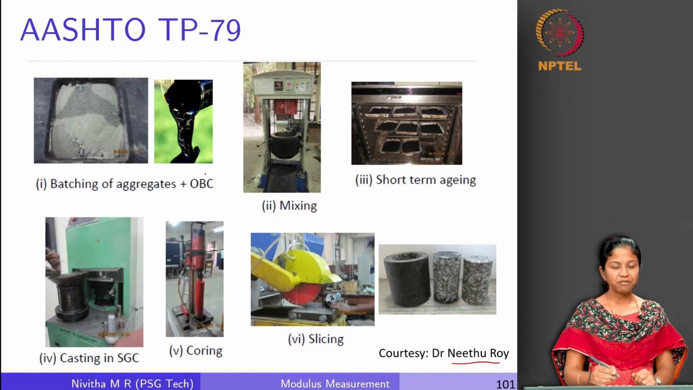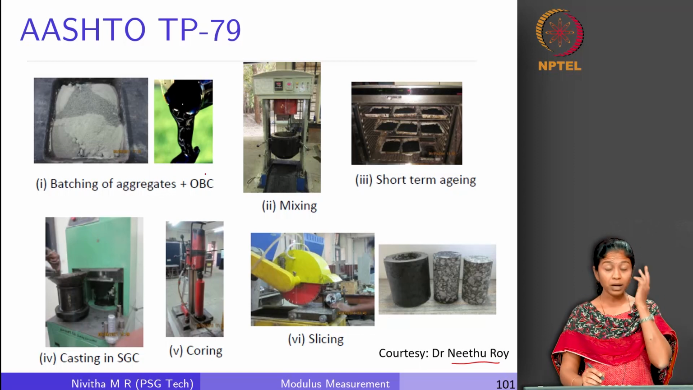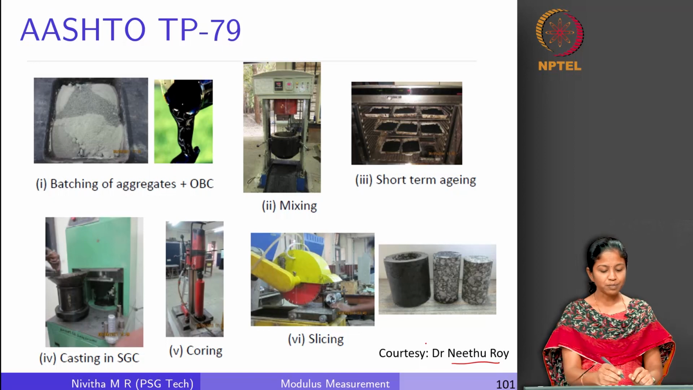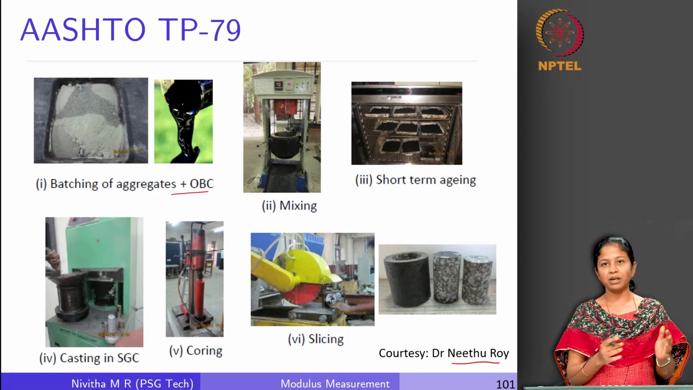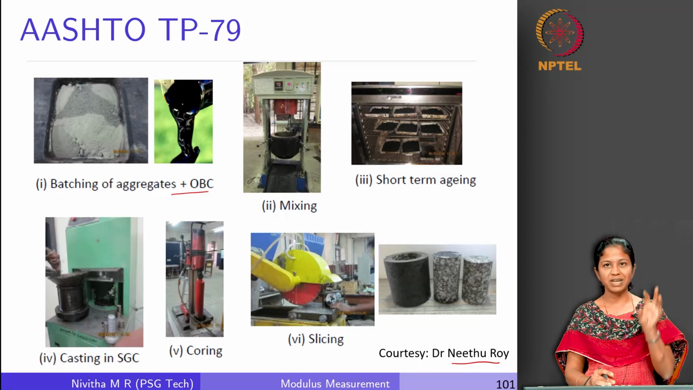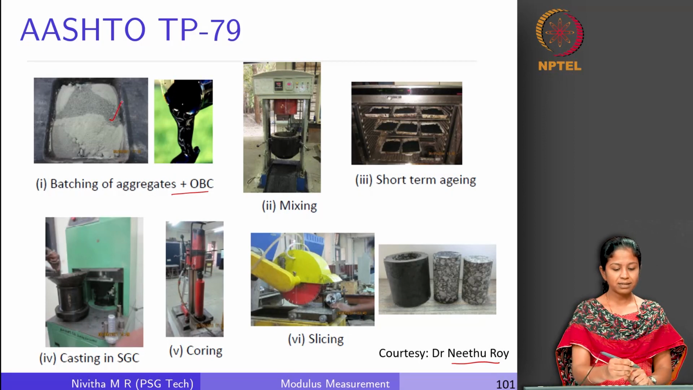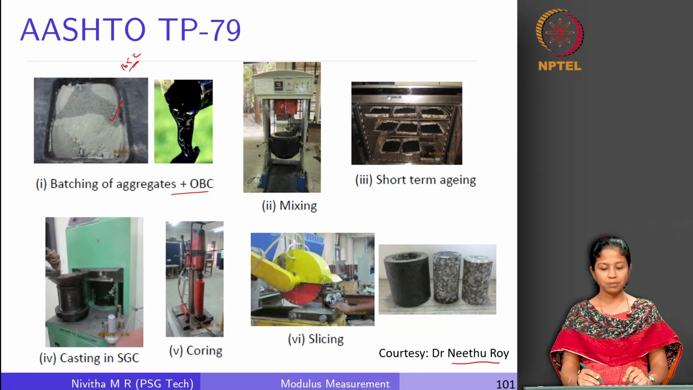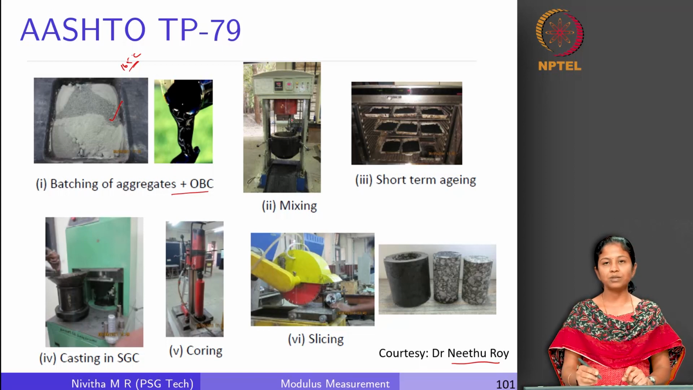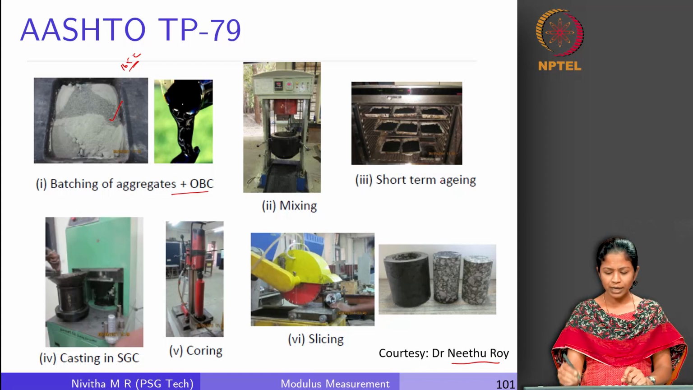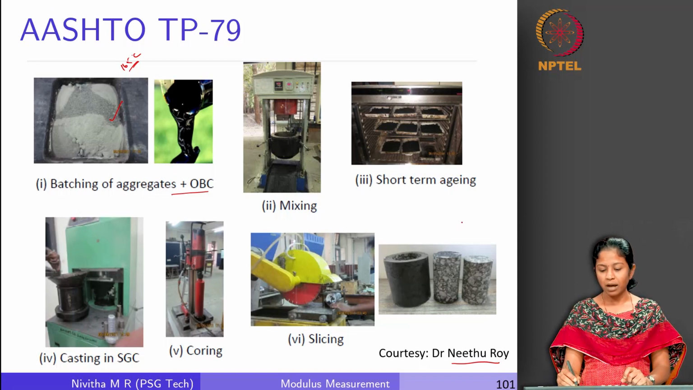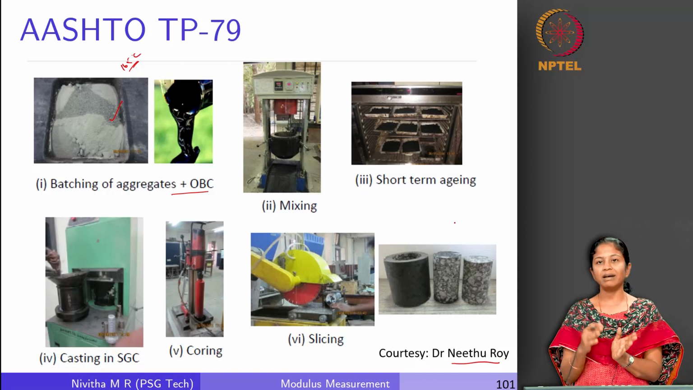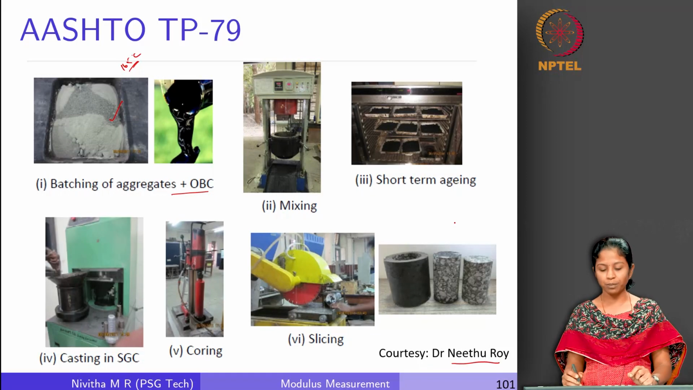The first step is batching of aggregates. Again, the same procedure we can also employ for preparation of bituminous mixture samples for resilient modulus testing also. We batch the required quantity of aggregates which meets a specific gradation. We heat the aggregates at 165 degrees Celsius, which is the mixing temperature. We also heat bitumen to this particular temperature and we mix both these things. It is also required to short term age the bituminous mixtures to simulate the time over which this mixture is kept at an elevated temperature during the batching process.